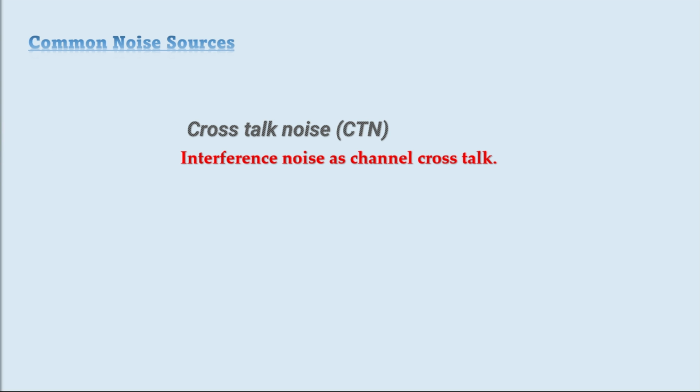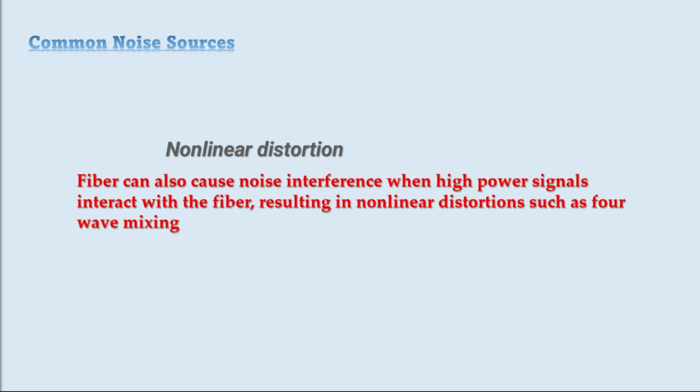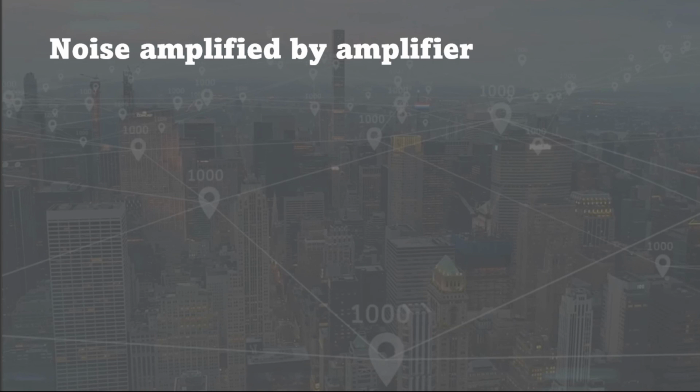DWDM can cause interference noise as channel crosstalk. Nonlinear distortion. Fiber can also cause noise interference when high-power signals interact with the fiber, resulting in nonlinear distortions, such as four-wave mixing. We saw amplified spontaneous emissions noise, which is generated by the amplifier. Let's understand how amplifiers also impact OSNR.